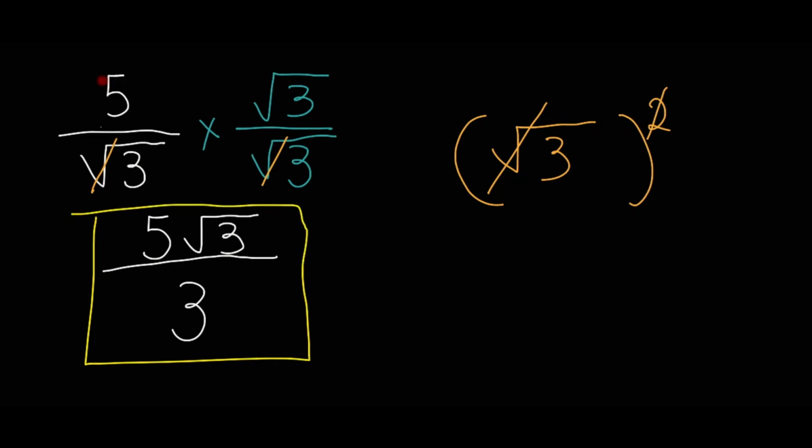If we press this problem on the calculator, 5 divided by root 3, you get this one, because the calculator always rationalizes. So this is our answer anyway.